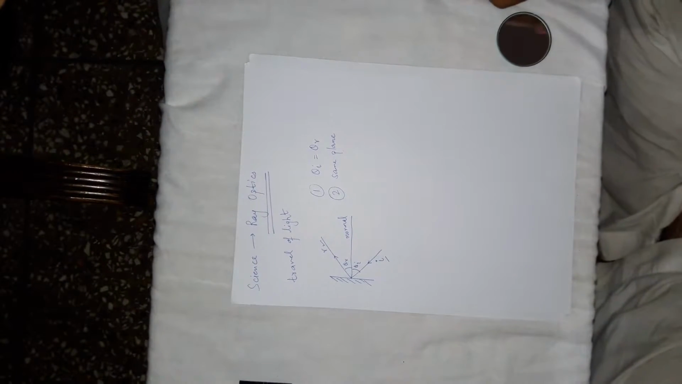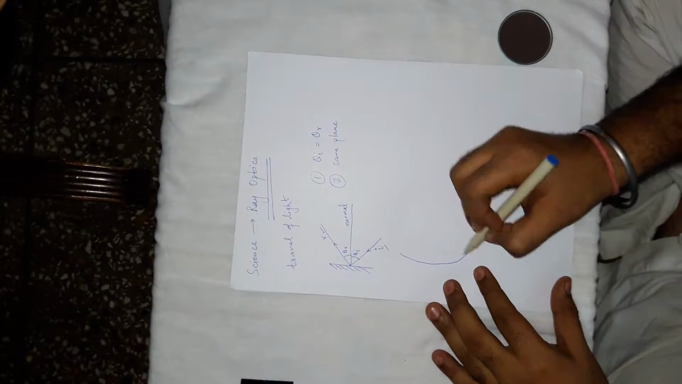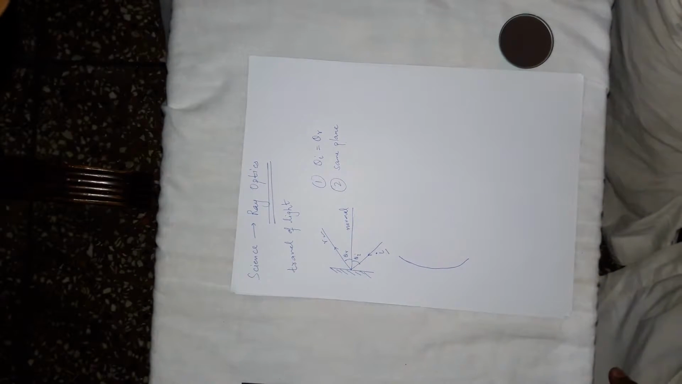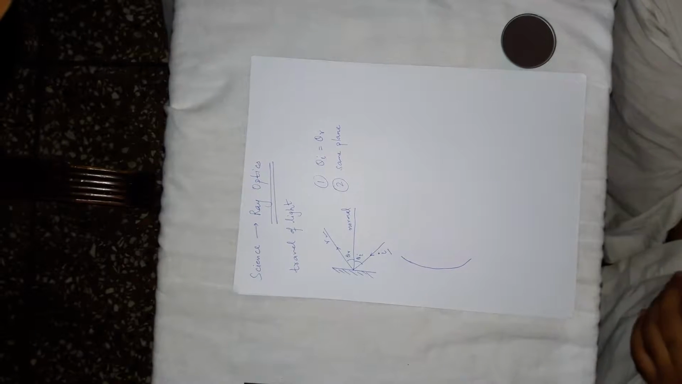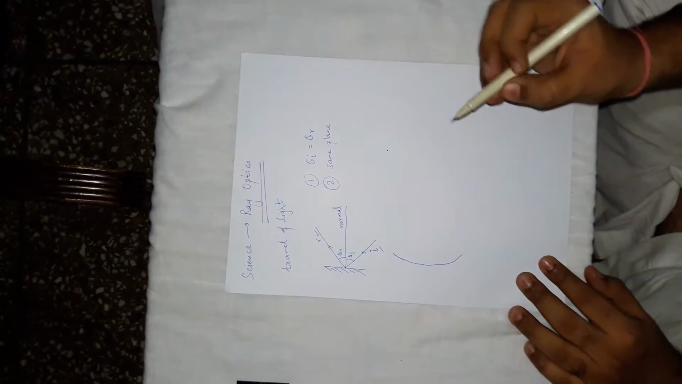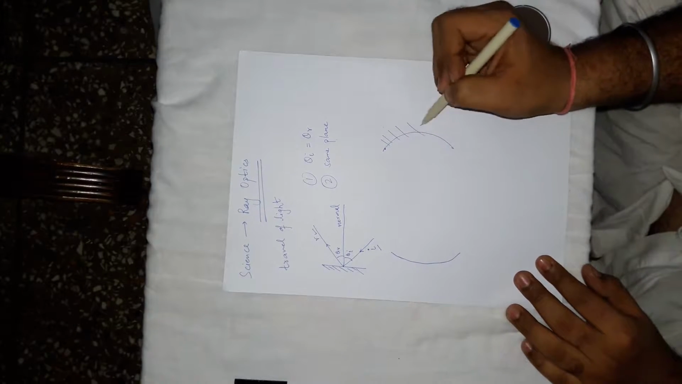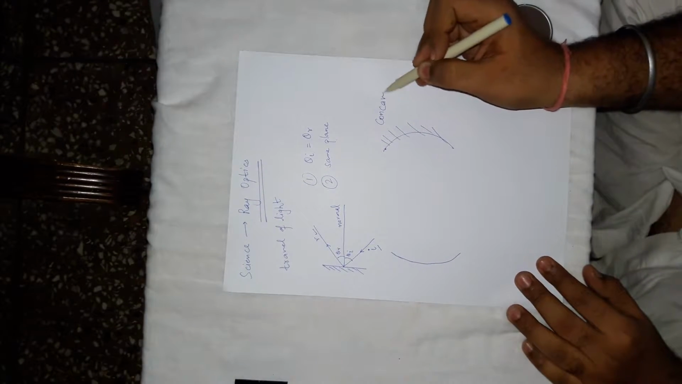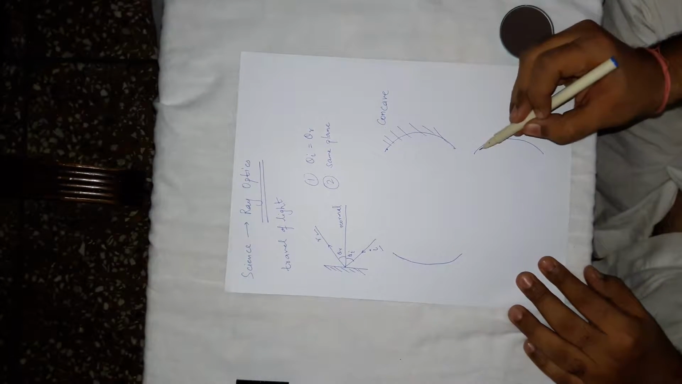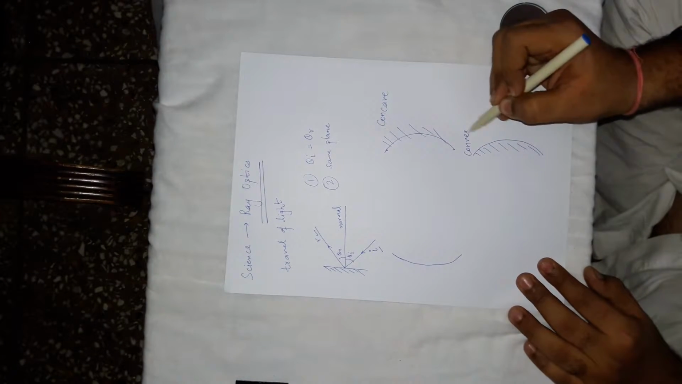Okay. Now let us, in simple terms, in a ray diagram, I can see that if I paint the outer surface, then this would be the concave mirror, and if I paint the inner side, this would be the convex mirror. Okay.